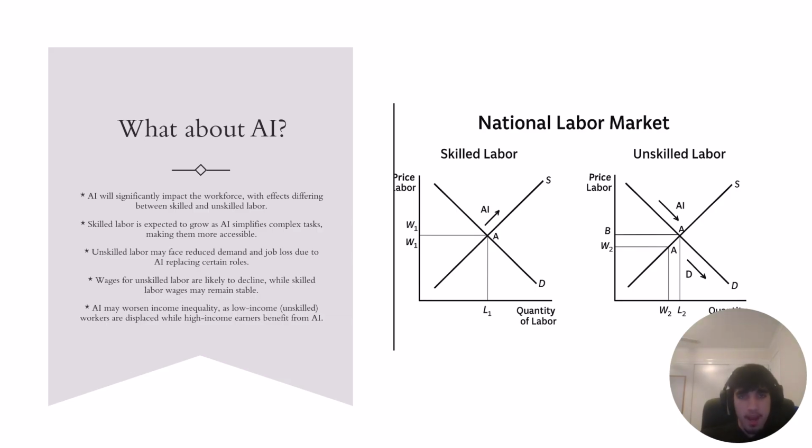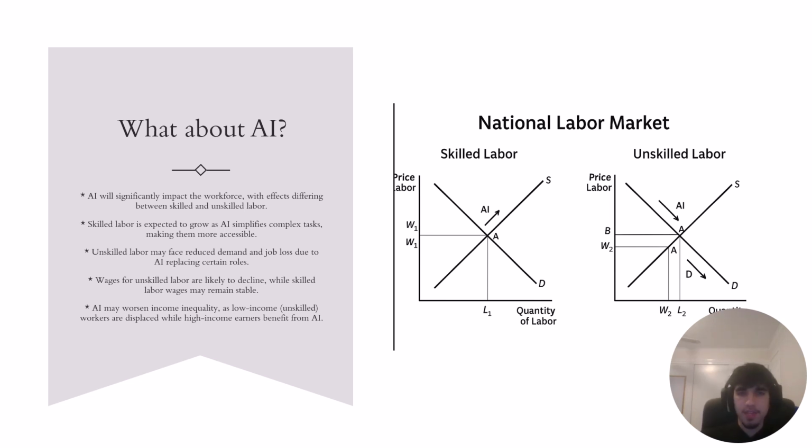AI will have a variety of effects within the business landscape. Nevertheless, the primary effect will be on the workforce. The impact of AI will vary depending on whether the labor is categorized as skilled or unskilled. As illustrated in the graph, skilled labor is expected to see an increase in its supply as AI will simplify the process, making it more accessible for people to do skilled labor.